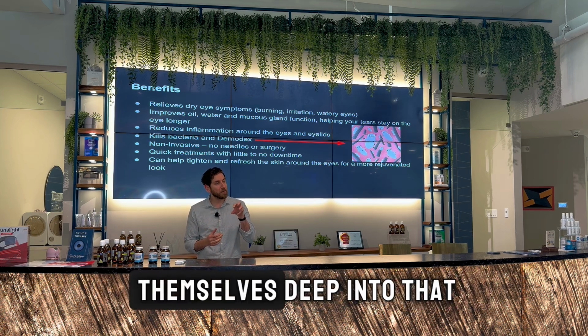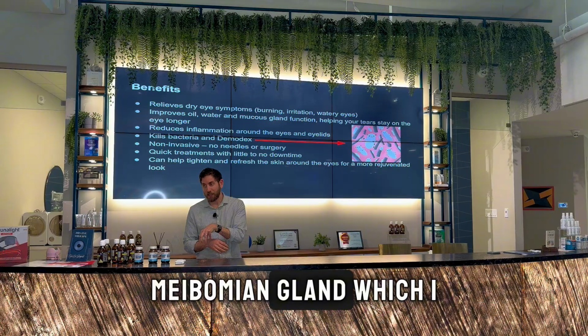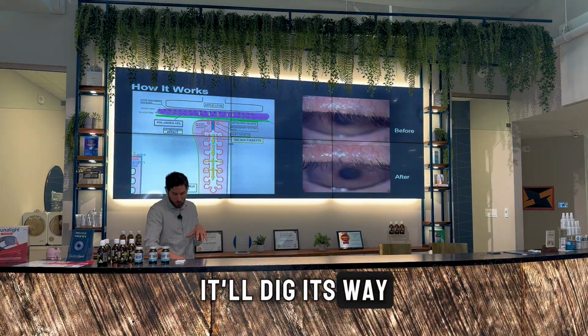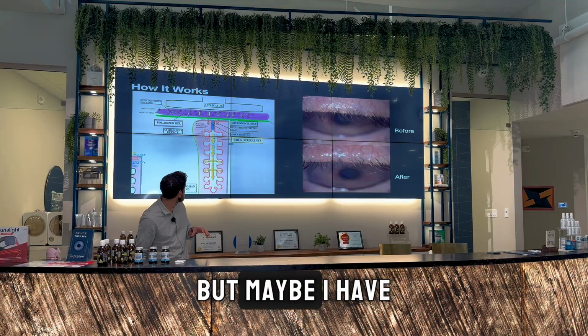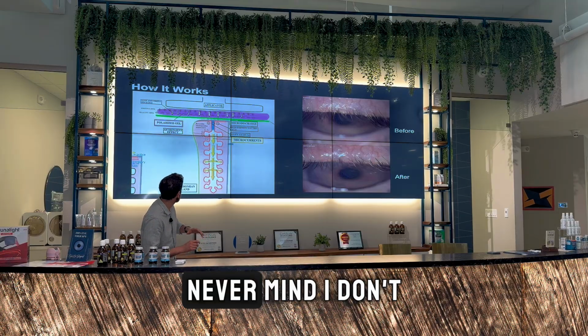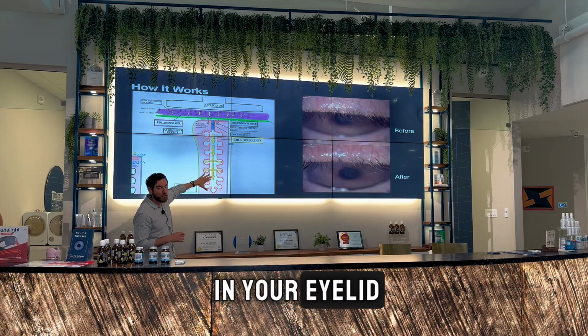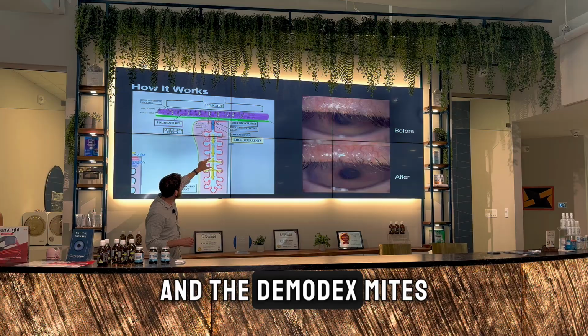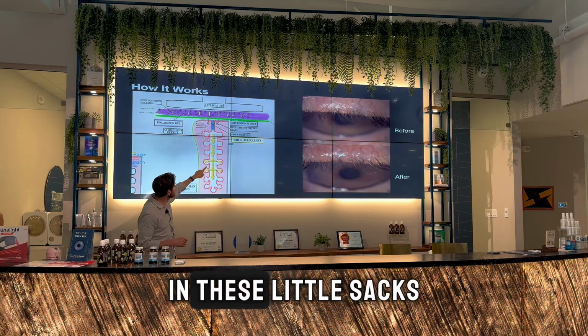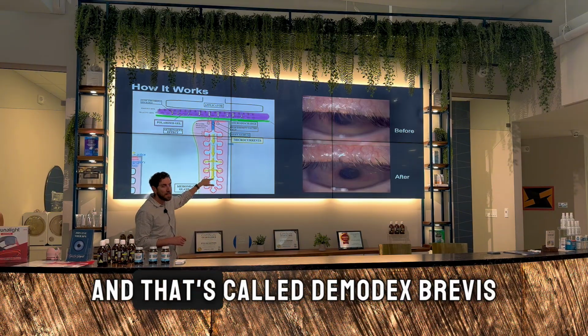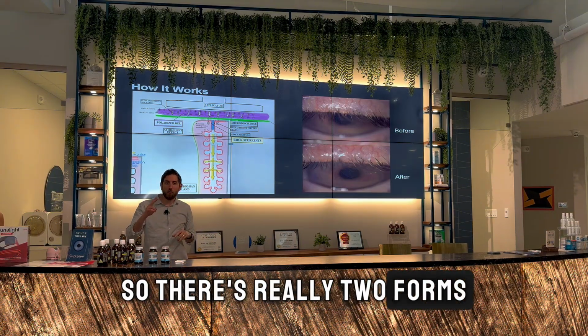When they dig themselves deep into that meibomian gland, which I kind of have a picture of here, you can kind of think about here, it'll dig its way. I wish I had a laser pointer, but maybe I have my mouse here. Never mind, I don't. This is just one long gland that lives in your eyelid. And the Demodex mites like to live in these little sacs that secrete the oil. Those are called the acini sacs, and that's called Demodex brevis. So there's really two forms.